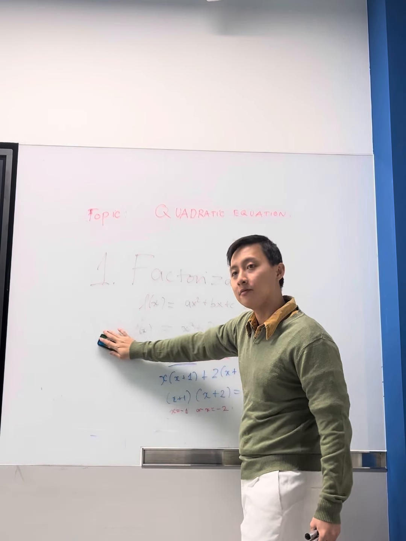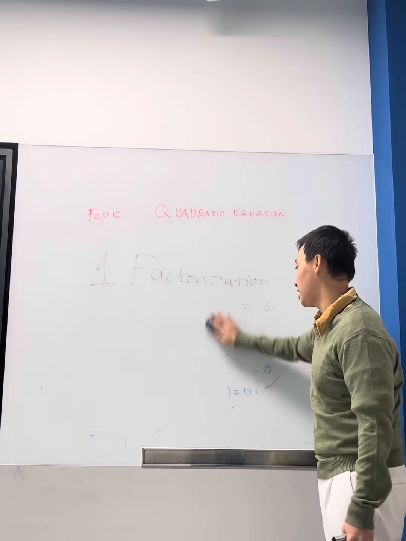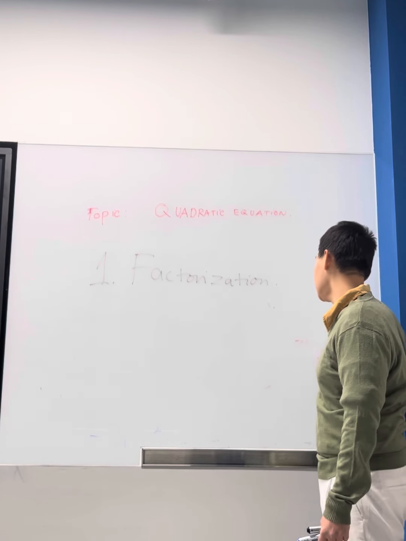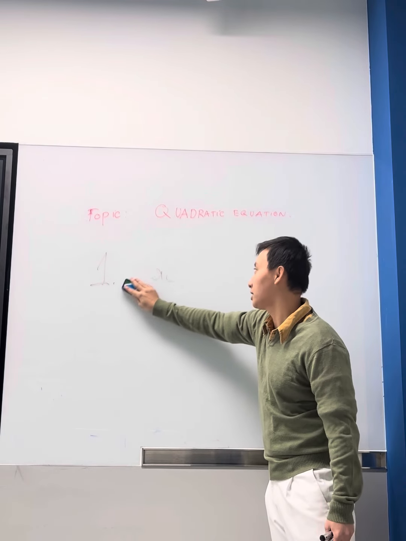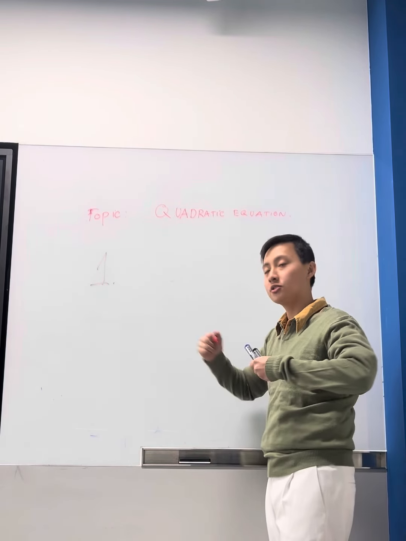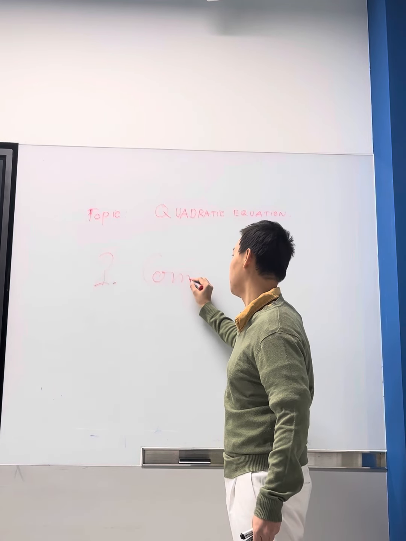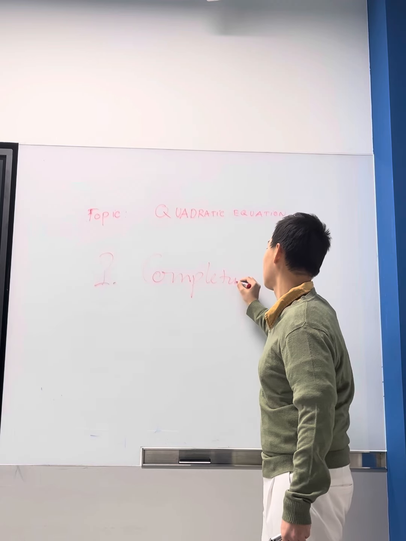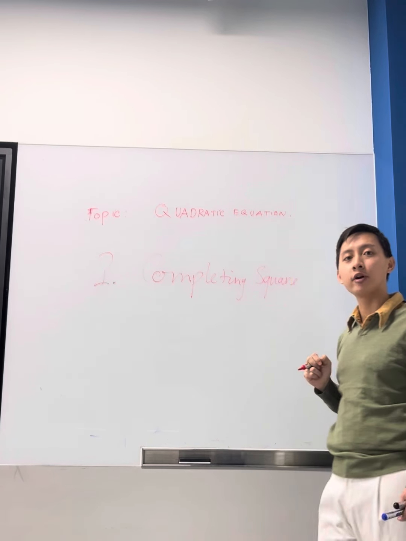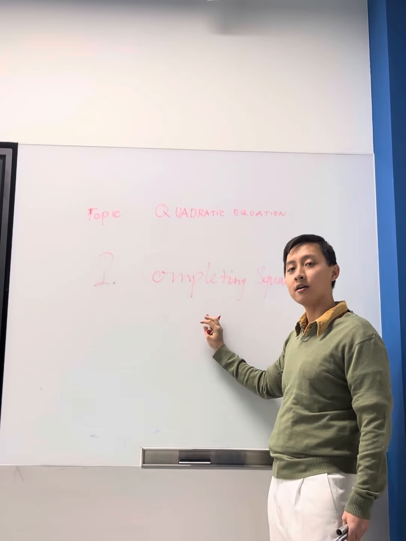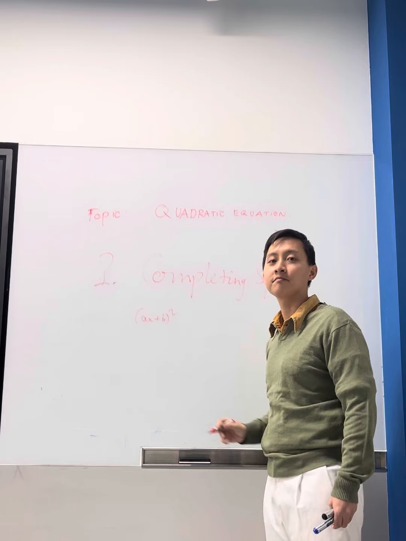Alright, and now, you cannot factorize all equations. The second method I'm going to use today is completing the square. Okay, so what is completing the square? This is the form (ax plus b) squared.